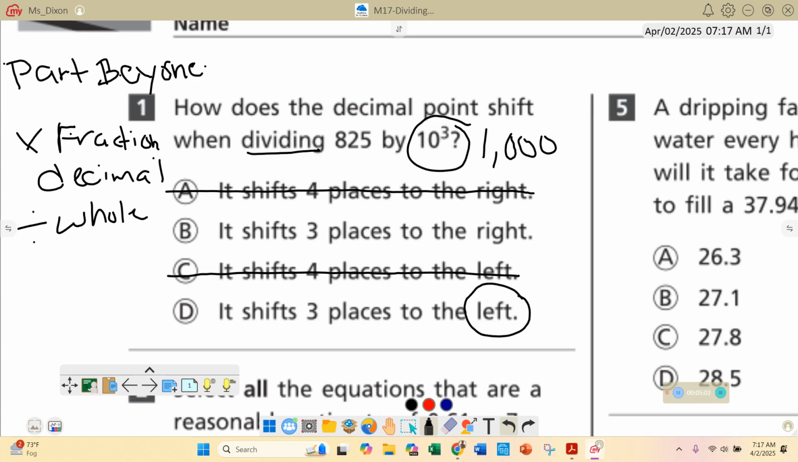Beyonce, fraction, decimal, divide by a whole number: to the left. So your correct answer is going to be D. You move to the right when you multiply by a whole number. Remember, you sing the whole first part of the Cupid Shuffle: to the right, to the right, to the right, to the right. Okay? Make sure you get all your notes from this. Remember, part of Beyonce: multiplying by a fraction, a decimal, or dividing by a whole number.